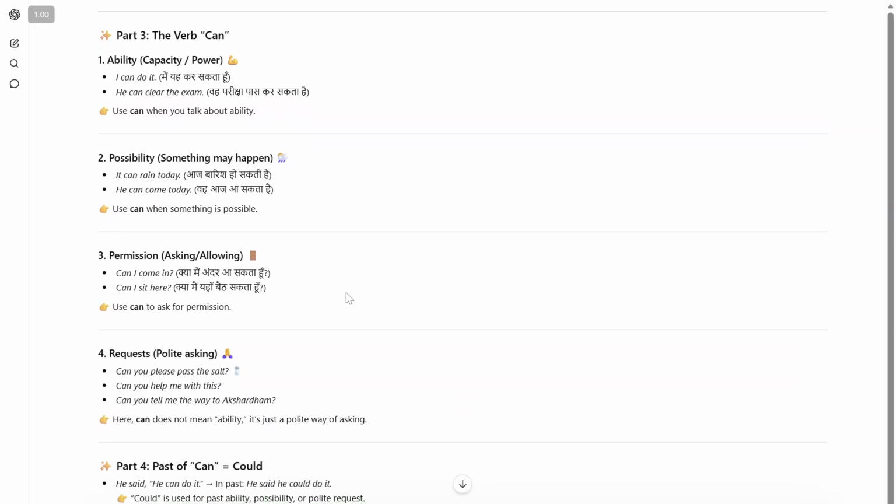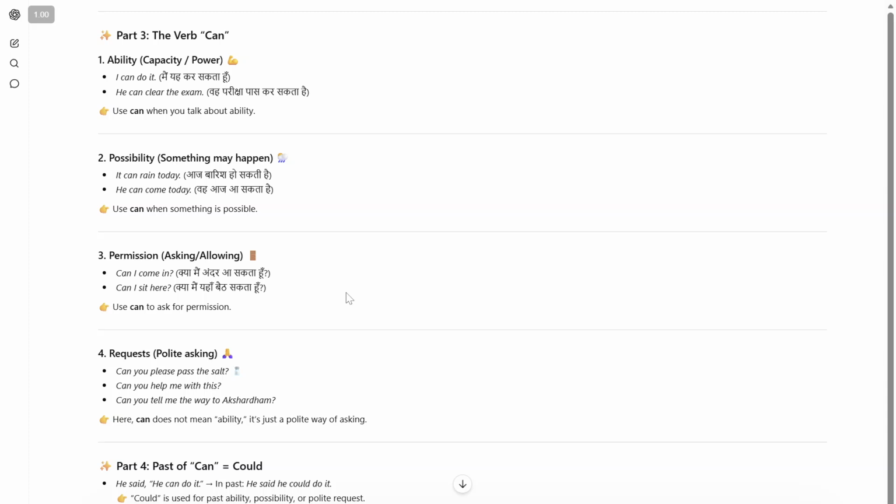3, permission, asking, allowing. Can I come in? Can I sit here? Use can to ask for permission. 4, requests. Can you please pass the salt? Can you help me with this? Can you tell me the way to Akshardham? Here, can does not mean ability. It's just a polite way of asking.